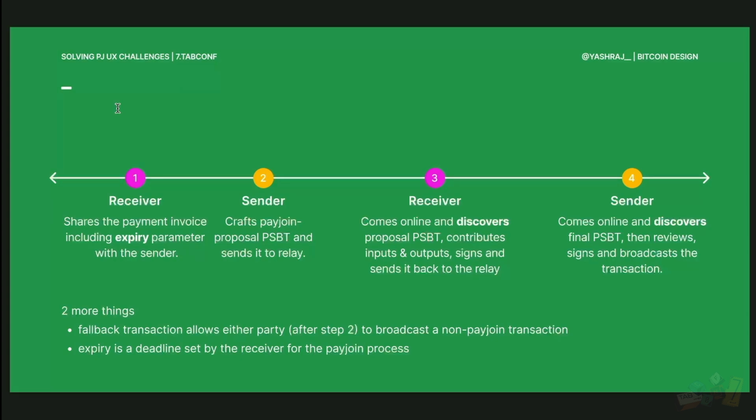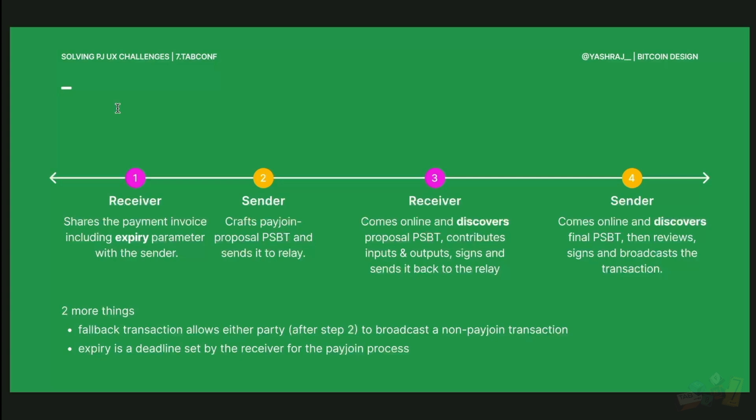Receiver generates the invoice, shares it with the sender. After some time, or whenever the sender comes online, they create the PSBT, share it with the receiver. Receiver takes that PSBT, adds their inputs, change output, things like that, sends it back to the sender, finally to review everything, and then broadcast it out, right?